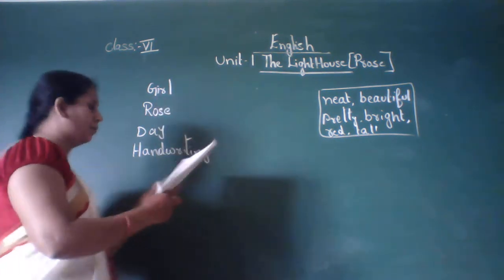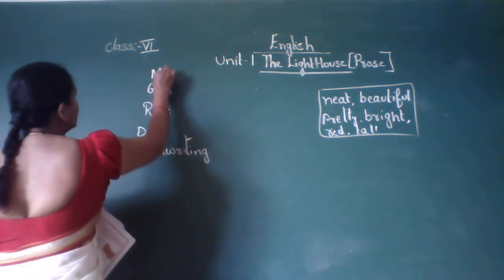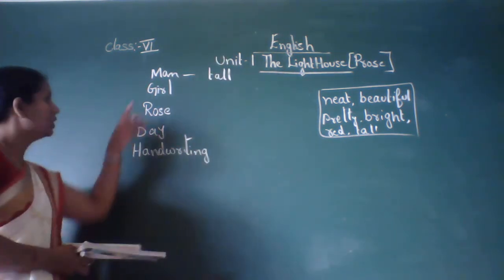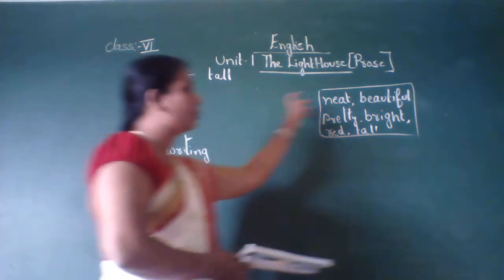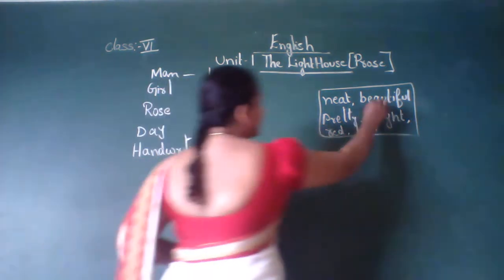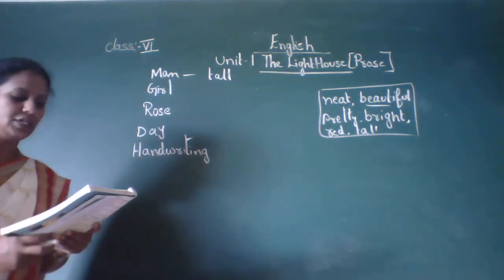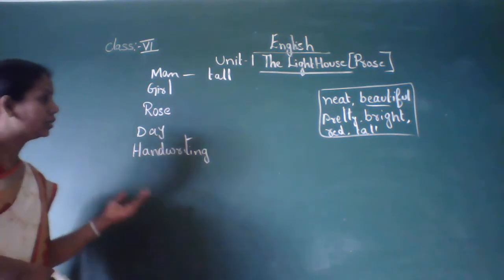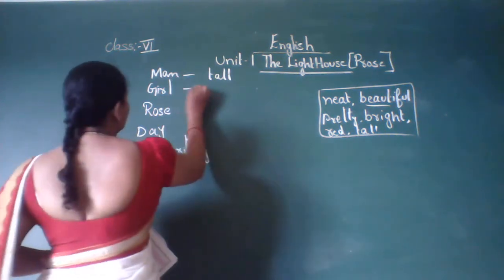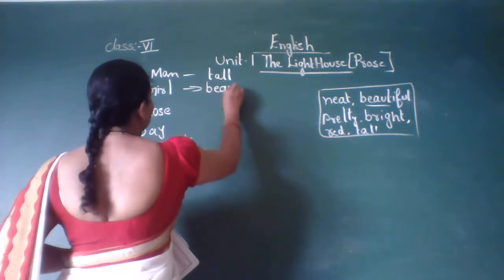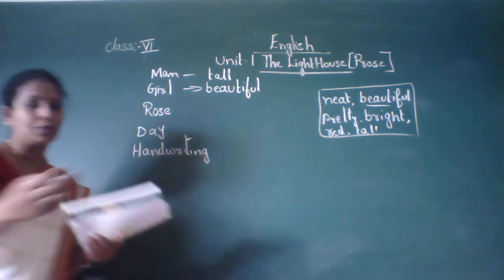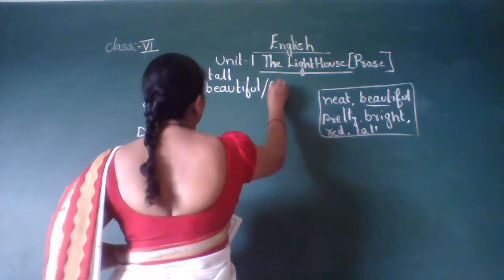For example, one they have already given. Man, they have given a describing word. Describe that man as a tall man. Next, girl. For girl, which describing words will you use from this words table? She is a beautiful girl, or you can use she is a pretty girl. You can write anything.